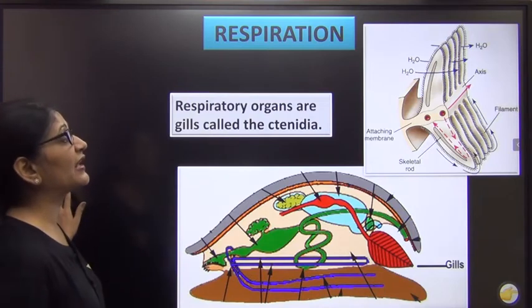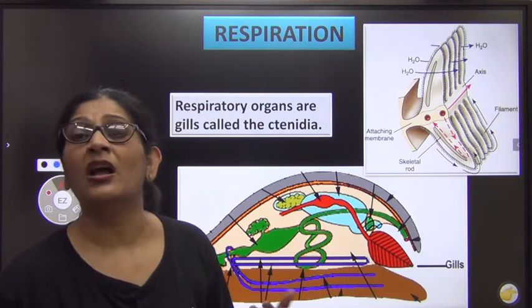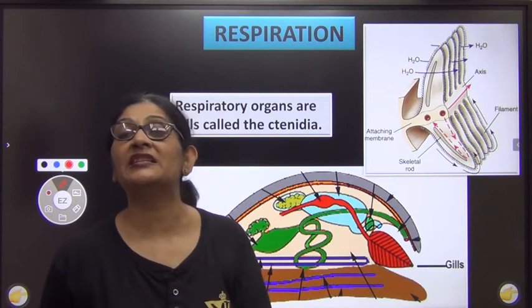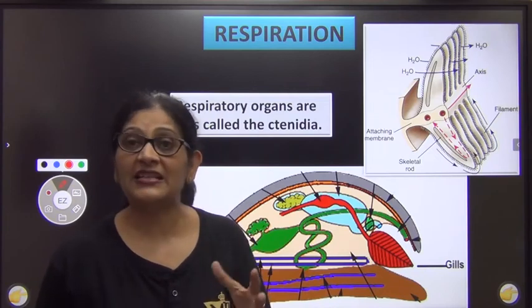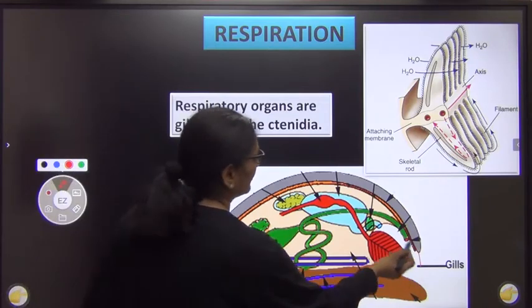Respiration, since most of them are aquatic. I told you they are mostly aquatic. Most of them are marine now. Very few are freshwater, and even those who are terrestrial, you find them only in rainy season. When do you see snails? In rainy season, when the environment is moist. So obviously respiration will take place with the help of gills.